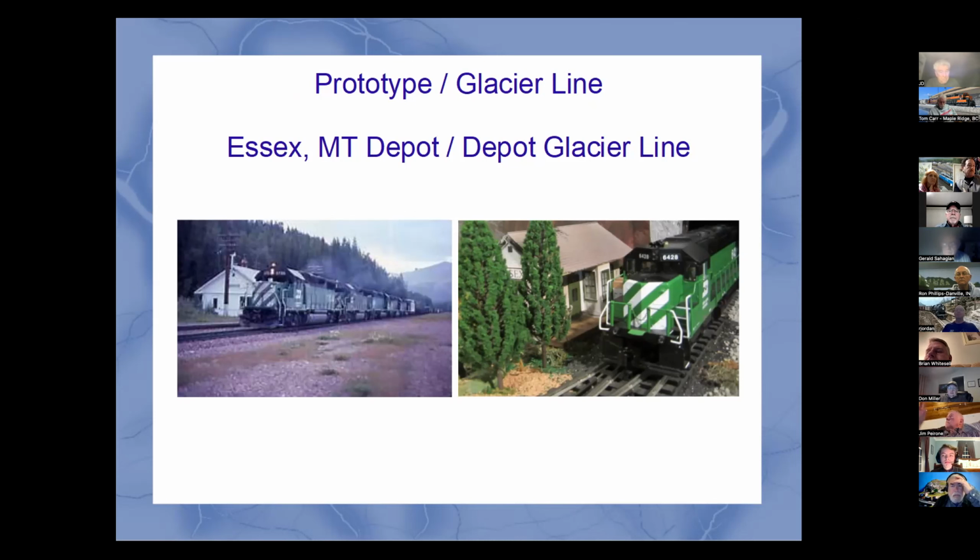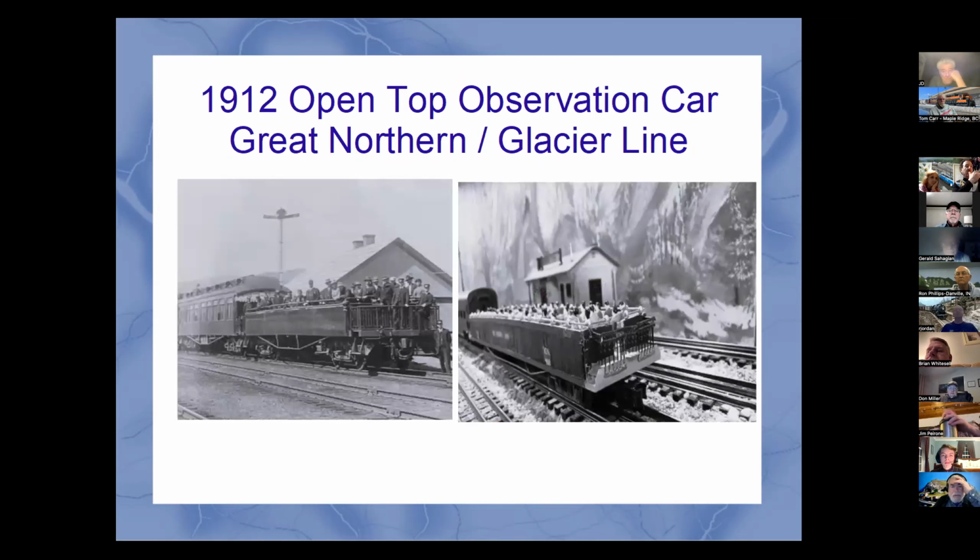This picture here is from a long time ago. What you're looking at on the left is a picture that had to be taken sometime around 1912 to 1914. That is an open top observation car of the Great Northern Railroad. They were made from an 1887 baggage car of Great Northern. The idea was so people, when they're going through Glacier Park, could see all the spectacular views.